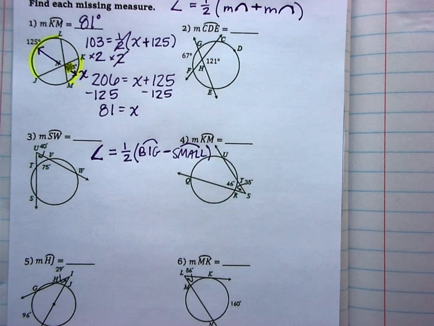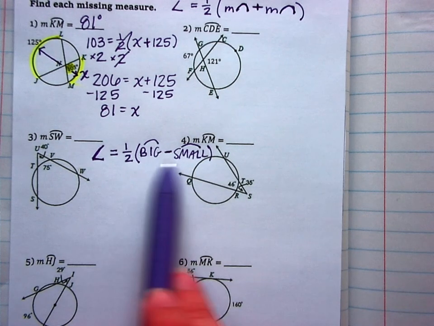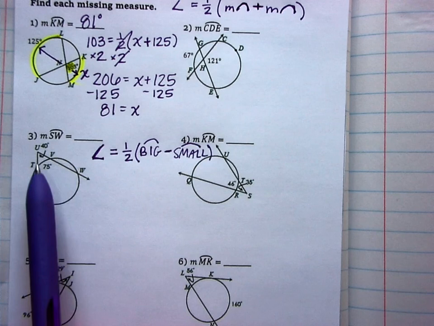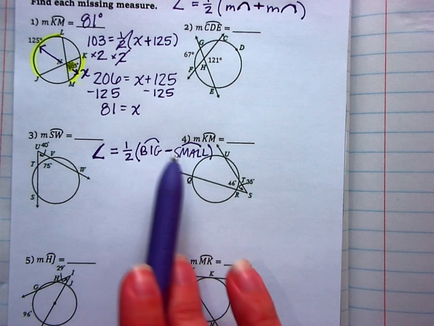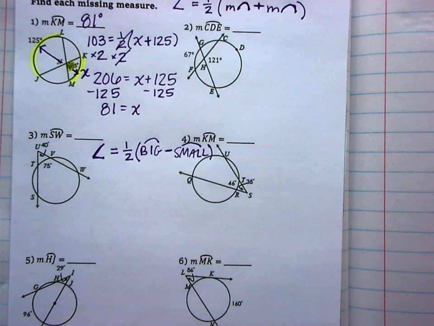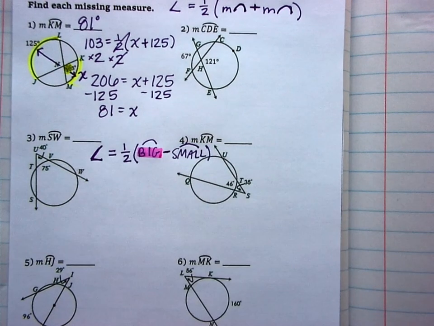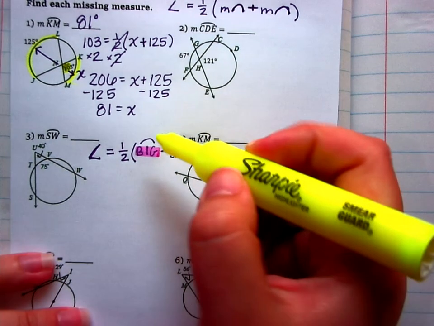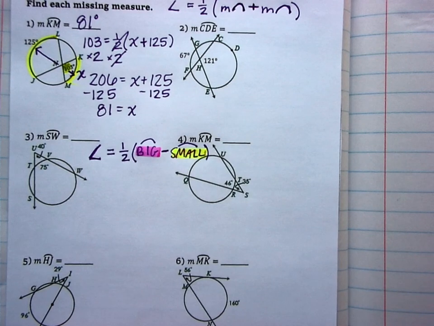Number 7 and 8 is solving for the angle. So you'll do big arc minus small arc and divide it by 2. 3 through 6, we're going to use this setup to solve for an arc. Okay, I just want to color coordinate this. The big arcs will be pink, and the little arcs, or small arcs, will be yellow.